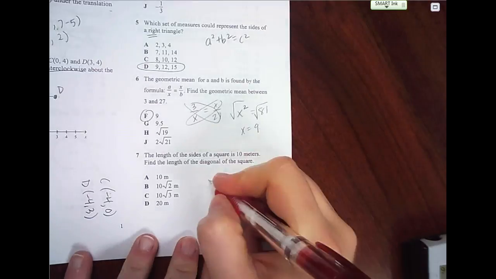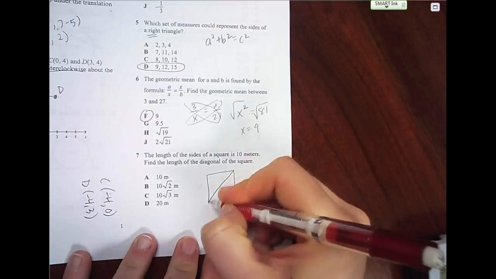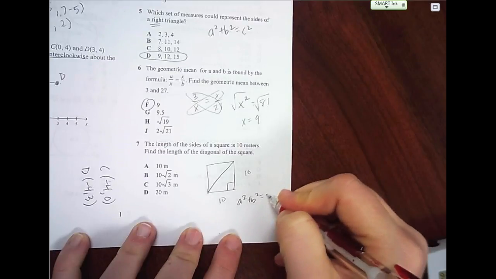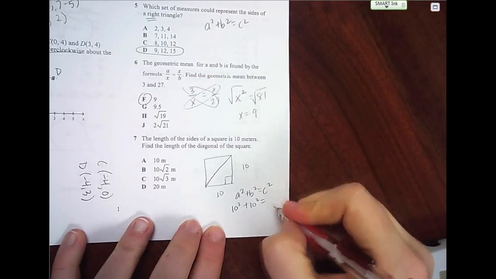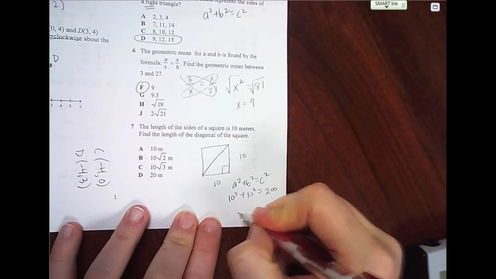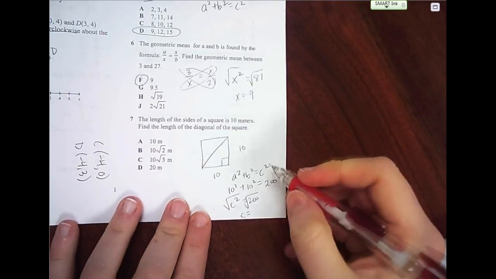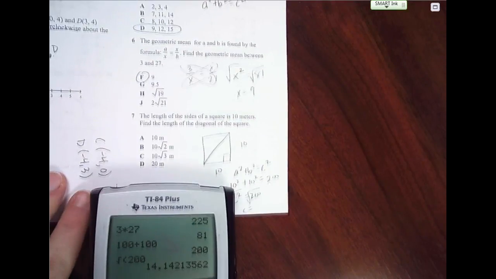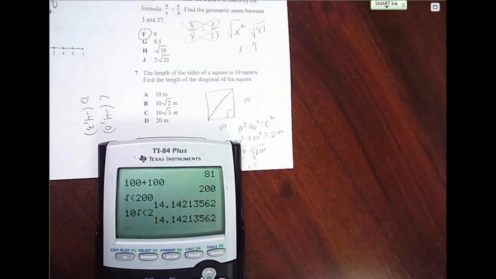And number 7, the length of the sides of a square is 10 meters. Find the length of the diagonal. Okay, so here's a square. And it says the sides are 10, but we want to find the length of the diagonal. Well, this is a 90-degree angle, so I can just do the Pythagorean theorem. So 10 squared plus 10 squared equals 200. And I want to square root 200. Now, if you put square root 200 in your calculator, you get some crazy decimal. So some of you who don't remember how to simplify your radicals, you could put those in your calculator and see which one gives you the same answer. So I put 10 square root 2 in my calculator, and it gave me the exact same answer.